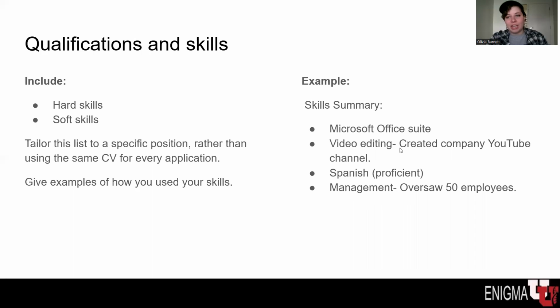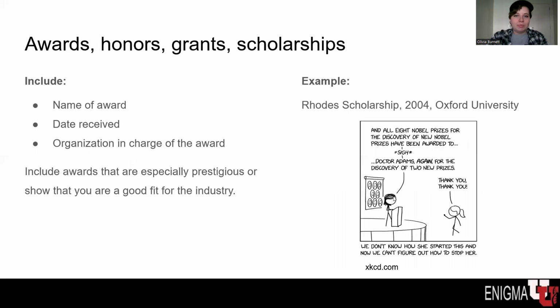So if you have examples to demonstrate that you have these skills, then include that as well, especially for soft skills. You can also include any awards that you have. If you have a lot of awards, then just pick the best ones or the ones that are most relevant to your application. So we've got the name of the award, when you got it, and where it came from.